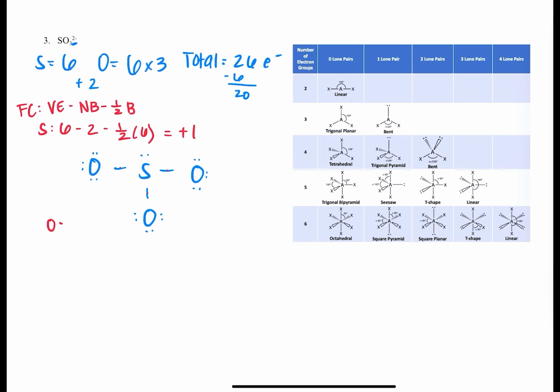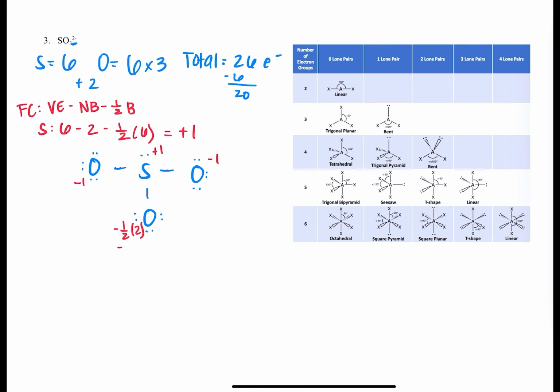Now if we look at all of our oxygens, all the oxygens are the same in this case. It has 6 valence electrons, minus 6 from the non-bonding, 3 lone pairs times 2 each, minus 1/2 of 2, which leaves us with a -1 charge. So right now we have +1 on sulfur and -1 on each of these oxygens. Let's see if we can make this a better structure by reducing our formal charges.